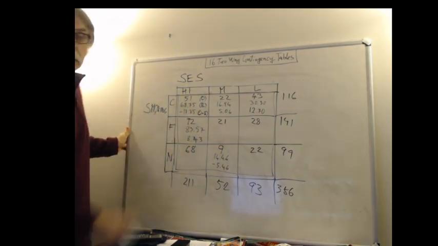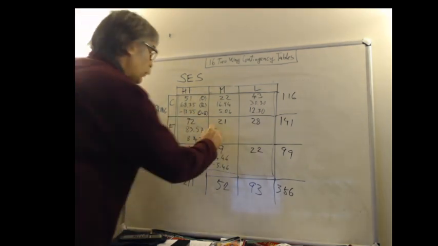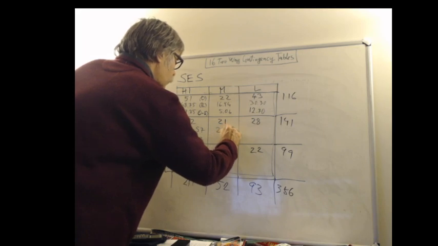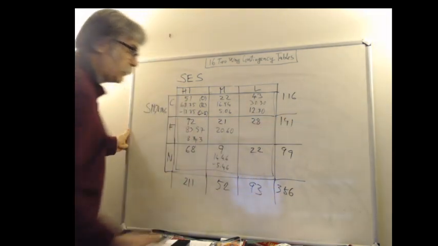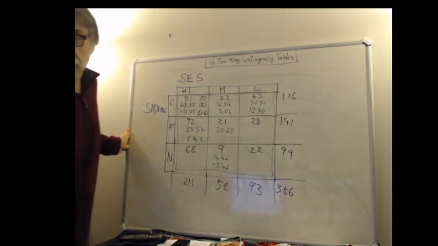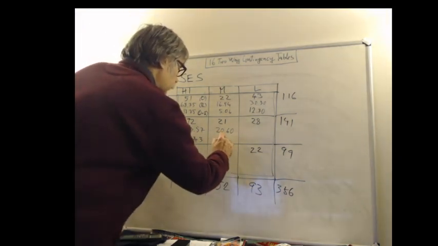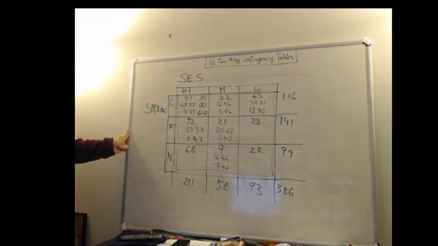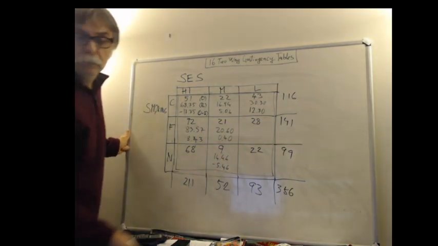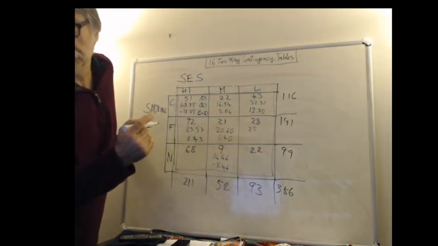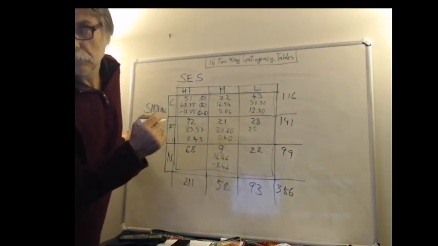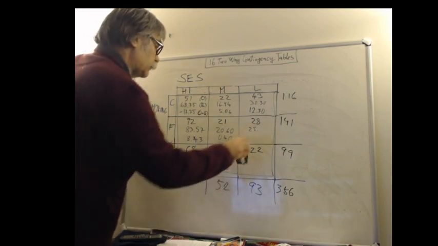In here I need an expected value, which will be 20.60. Again, this number times this number divided by this number, and the difference is very small, so this is very close to what was expected. And here I have 36.83.